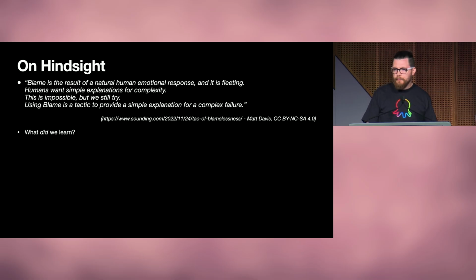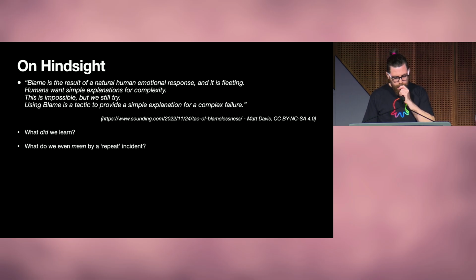So what did we learn? Well, over a 15-month period, things worked fine. So was the second incident a repeat? What do we even mean by a repeat incident, given what we said about causality? If you're in a retro for an incident and you're coming up with ideas that maybe if we do X, Y, Z, this won't happen again, what do you mean by that? Can you guarantee that? Thinking about causality in complex systems, I don't think you can.